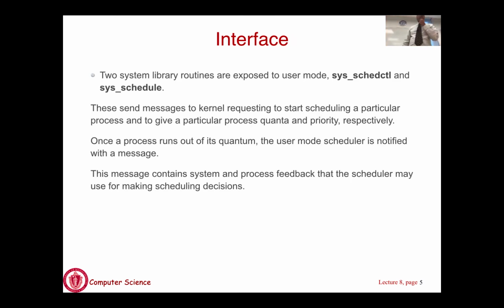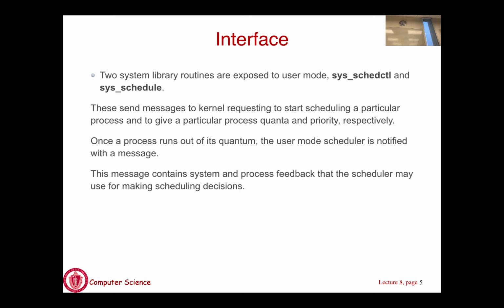Okay. So, some more details, I already mentioned some of this. There are two kernel calls, the scheduler control and the schedule calls that are actually going to be used. Essentially, they are going to send messages to the kernel saying let us start scheduling a process, or whenever the process that is being executed has its quantum expire, you are going to get a message back from the kernel saying run your function and decide what to do next.